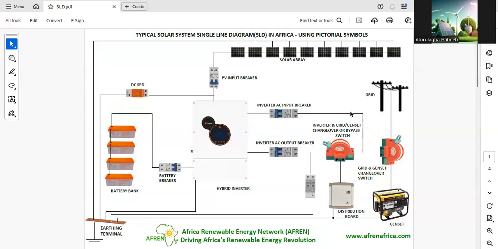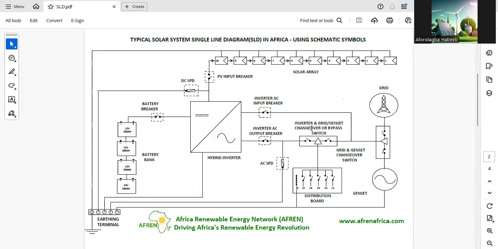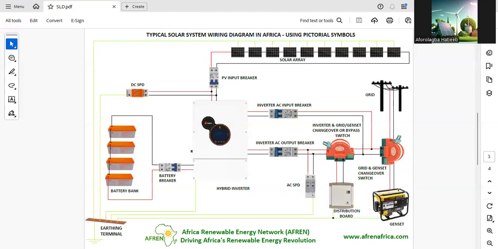But it's only one that will be shown in a single line diagram. So this is a typical solar system single line diagram in Africa using pictorial symbols, so that people can easily understand it. And this is the same diagram, but I'm using schematic symbols here. That is the difference. And also we have the one here, I'm using pictorial symbols, but this is a wiring diagram.